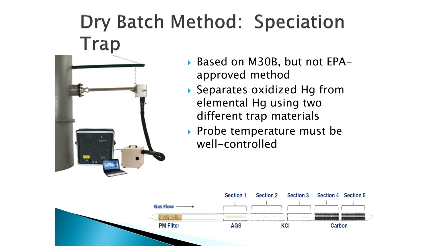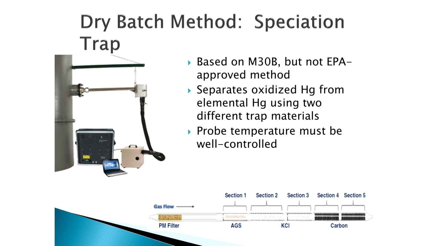Dry batch methods can be adapted to speciate mercury. I don't know if you can see down at the bottom, but this is a sorbent trap at the bottom of my slide that has different media, solid media, that are used to collect first oxidized mercury and then elemental mercury.